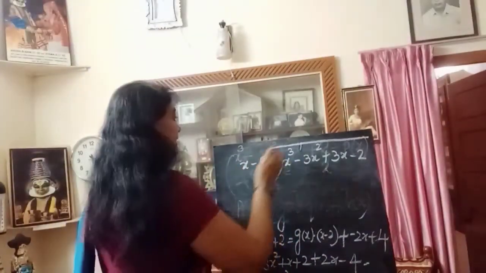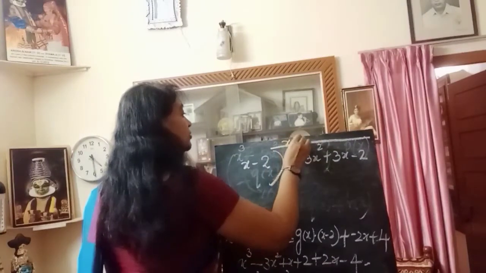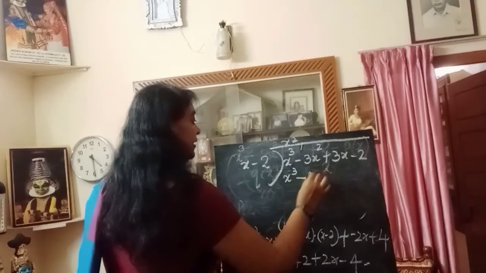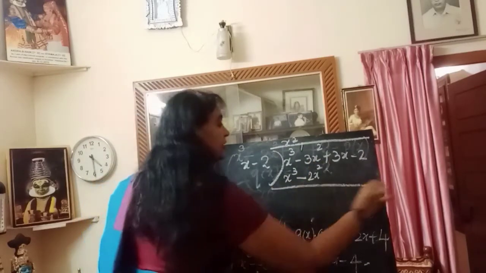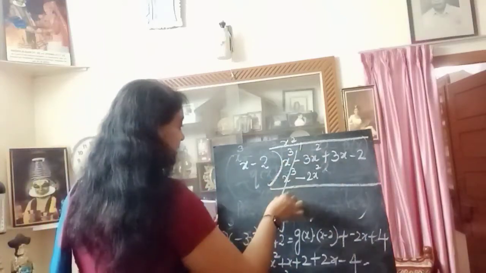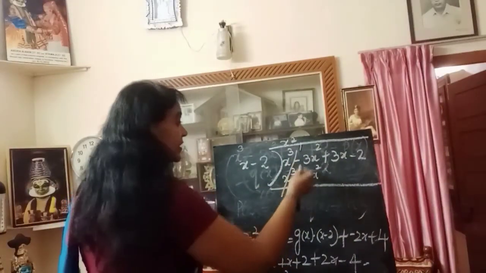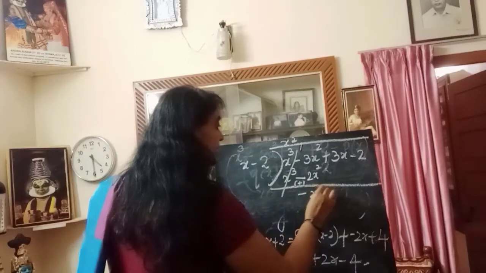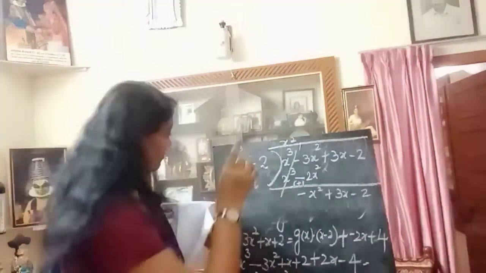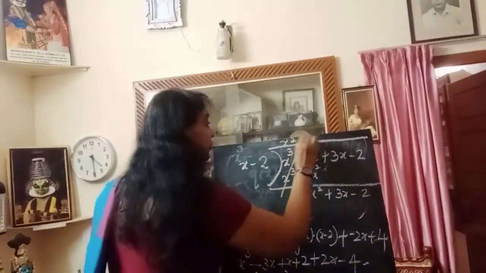Now x cube and x. What do we want to multiply with? x square. So x cube minus 2x square. Then subtracting, you know, you take the additive inverse and add. So this is cancelled. Here this is the additive inverse. Add it. Minus x square plus 3x minus 2. I told you what is the sign here? Same sign you put it here.